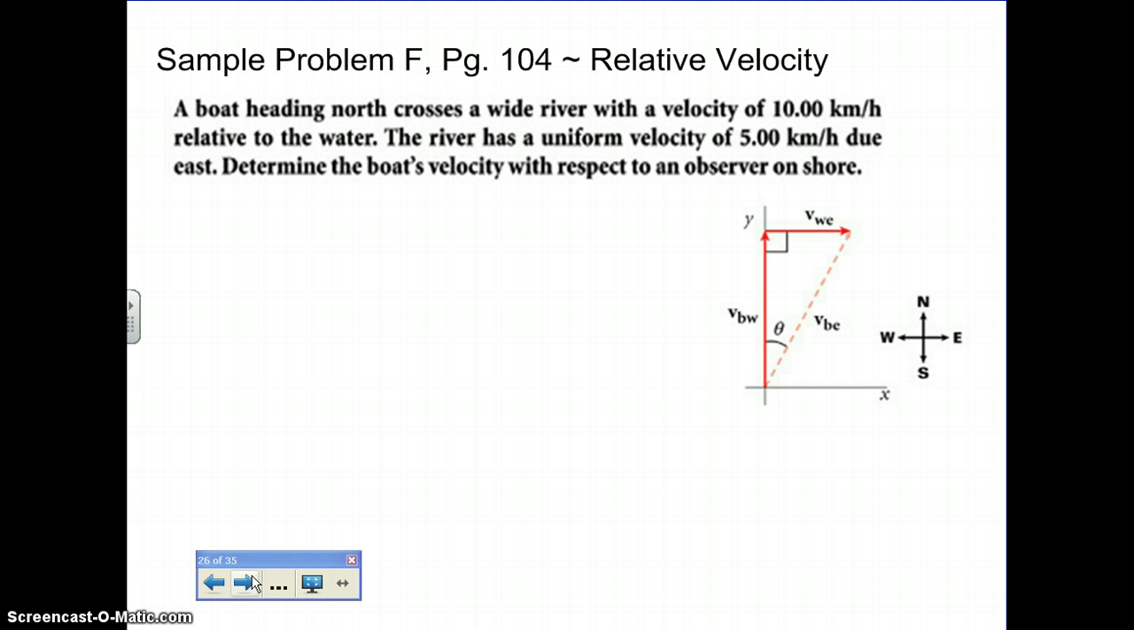Okay, let's look at sample problem F here on relative velocity. It says a boat heading north crosses a wide river with a velocity of 10.00 kilometers per hour relative to the water. Please write your givens down the way you see them, guys.